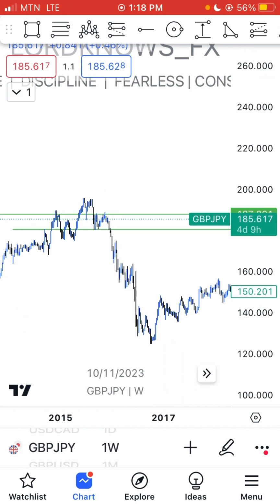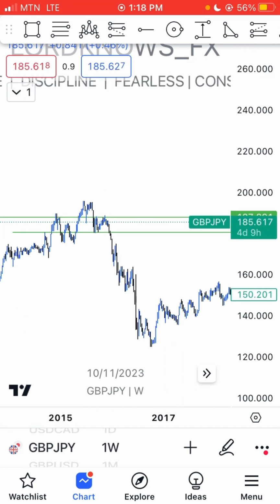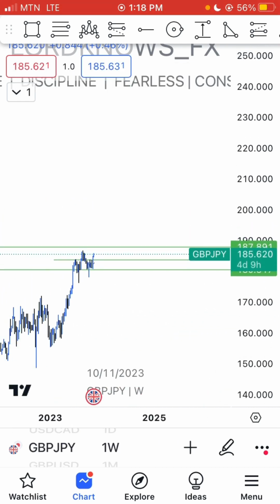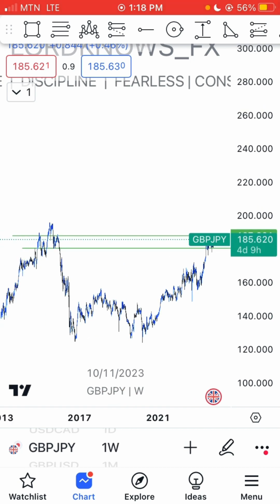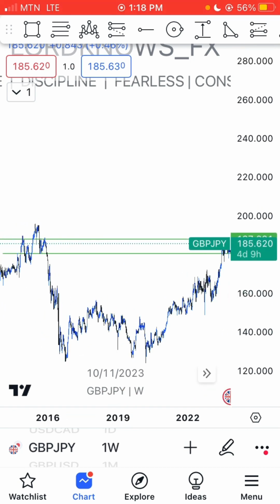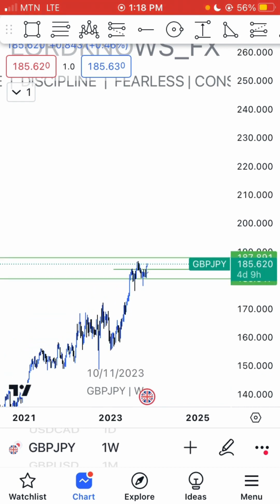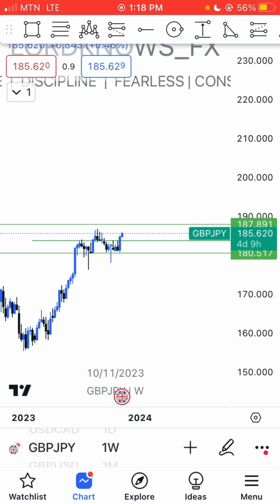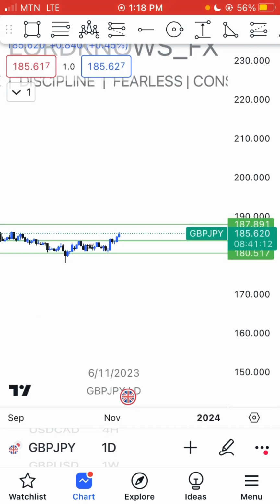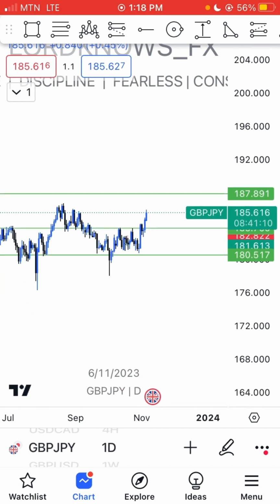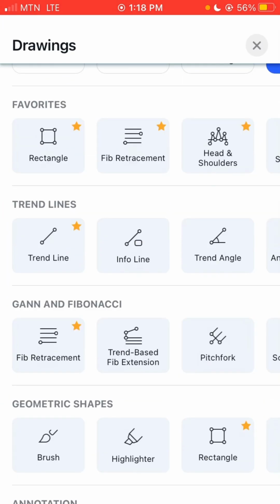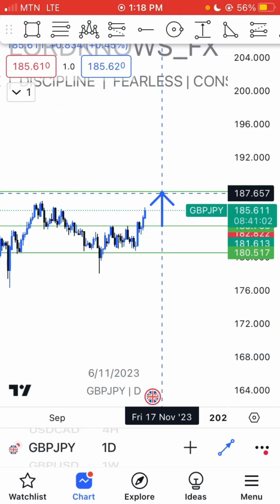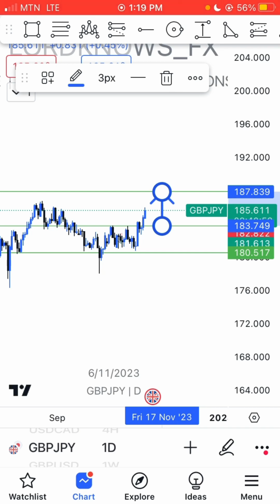You see there are two lines, zone one and zone two. There's a previous zone, meaning it's trying to respect that zone. So now I'm expecting DXY, GBP JPY or GJ, mostly GJ, I'm familiar with the GJ, to get to this zone. When it gets to this zone, that's when I'm going for a sell.